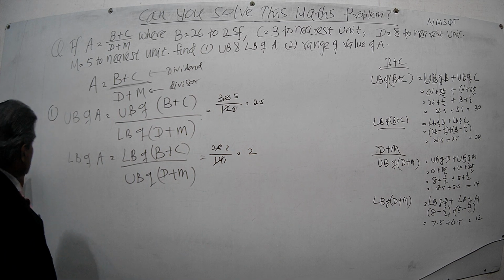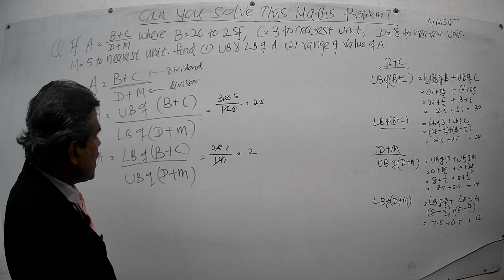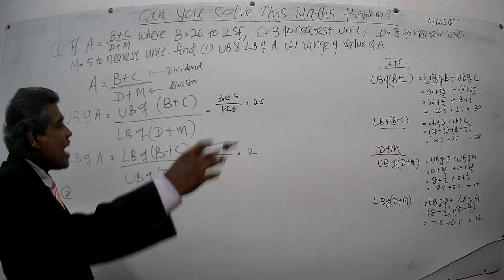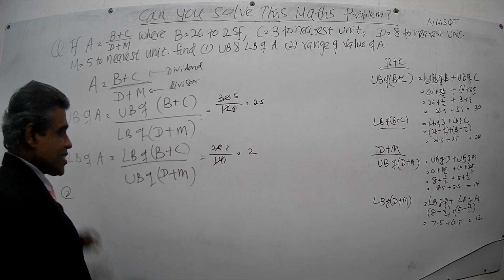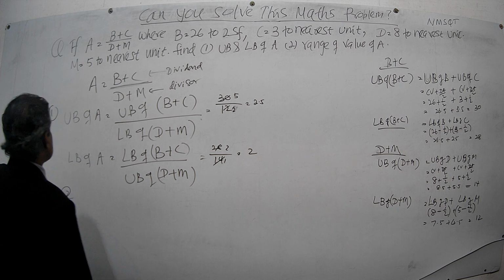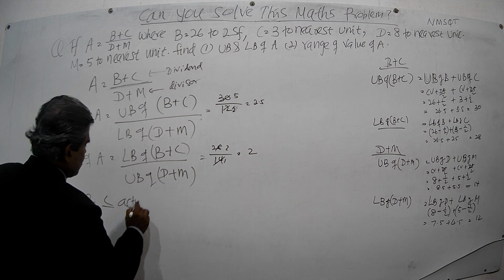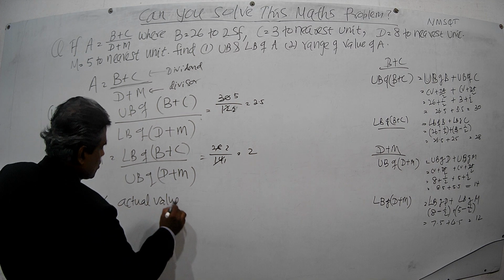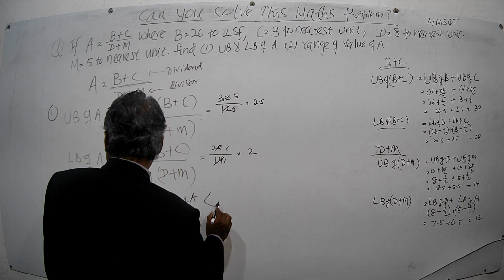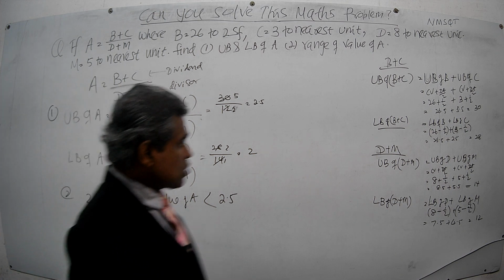Now the second part. The second part is the range. How is the range defined? The range of the actual value of a particular number or corrected value is always greater than or equal to the lower bound but less than the upper bound. Therefore we can write: what is the lower bound of A? 2. 2 is less than or equal to the actual value of A, which is less than the upper bound of A, that is 2.5. Okay, that is the second part answer. The full question has been fully answered.